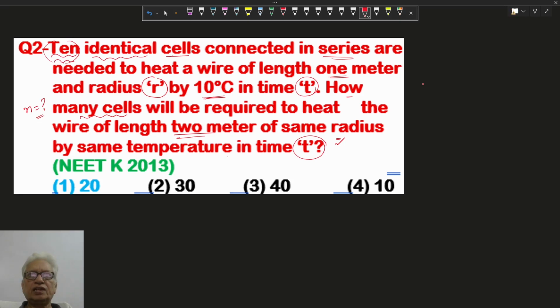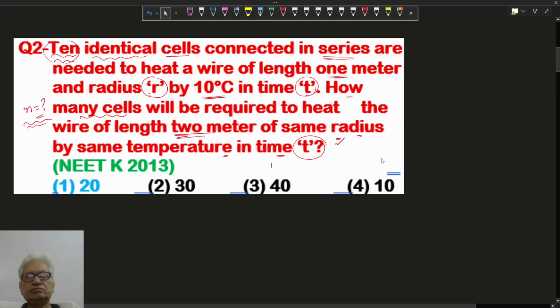In this question, 10 identical cells connected in series are used to heat a wire of length 1 meter and radius r by 10 degrees Celsius. Now, how many cells n are required to heat a wire of length 2 meters? The radius is the same, the temperature rise is the same, and the time is also the same. You have to find how many cells are required.